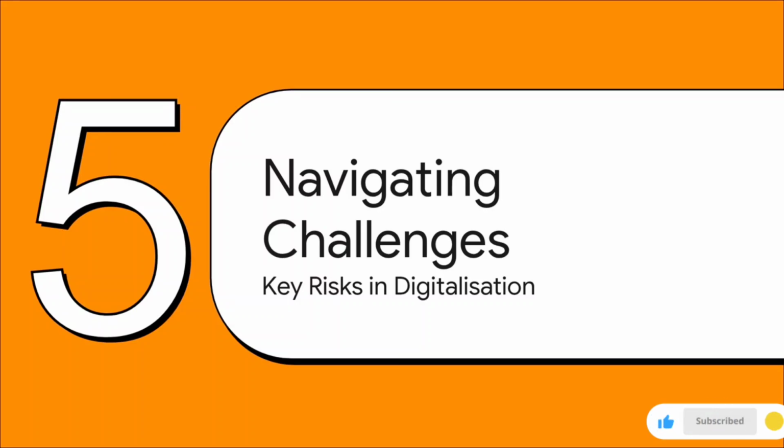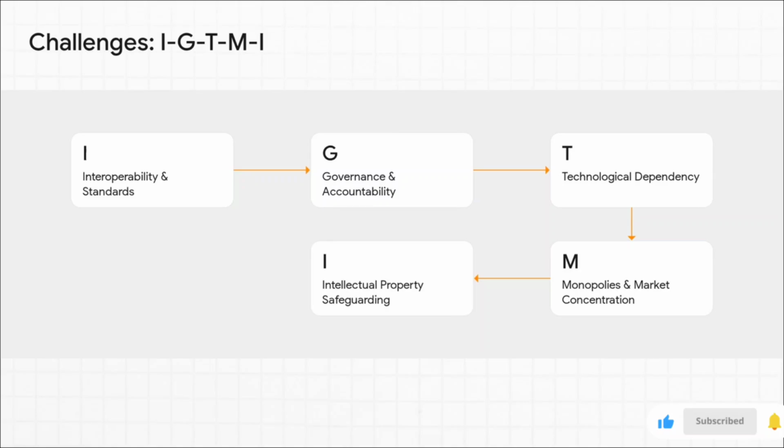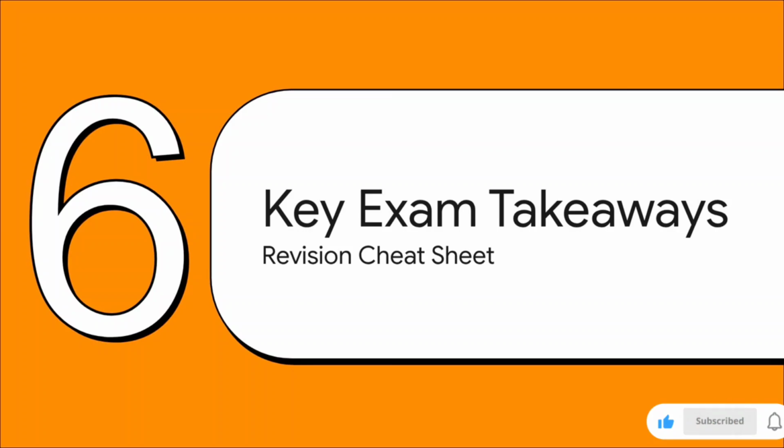Okay, but let's be realistic. A transformation this big, it's not going to be a walk in the park. The report is very clear that there are definitely some hurdles that we need to overcome. And you guessed it, we've got another mnemonic to help you lock these challenges into your memory. IGTMI. You can think of it as, I got my IP. The key challenges are ensuring interoperability between different systems, establishing clear governance, avoiding technological dependency on just a few players, preventing monopolies, and of course, safeguarding intellectual property. So remember, IGTMI.